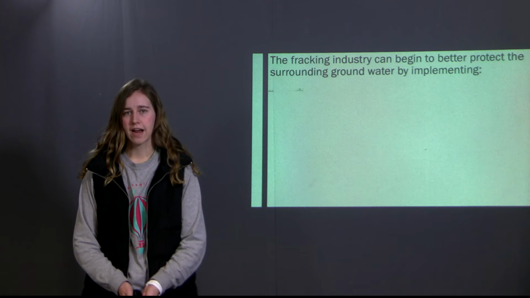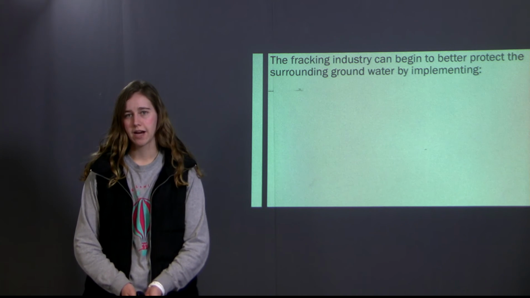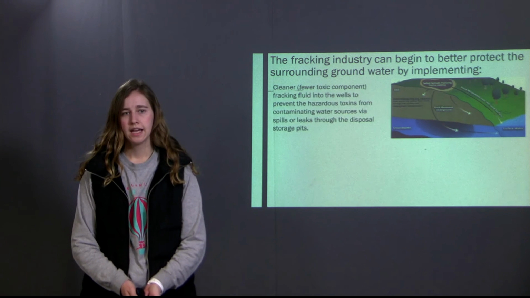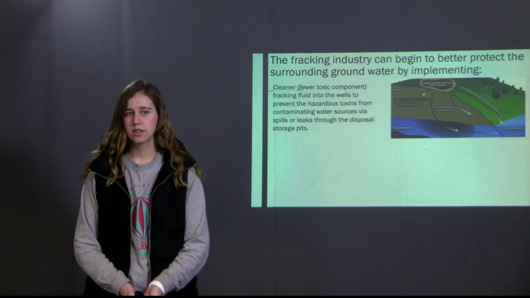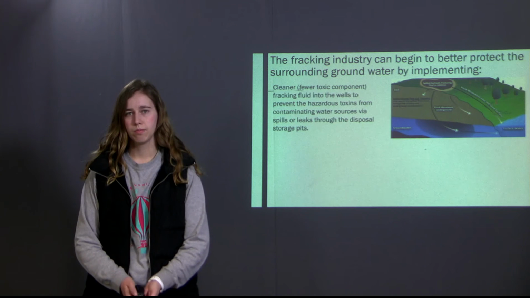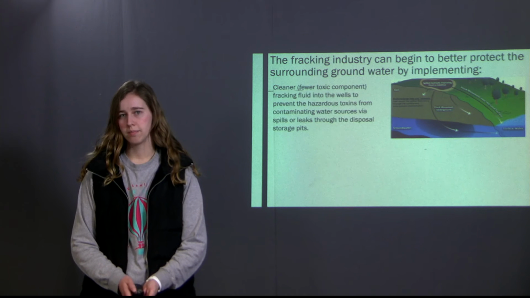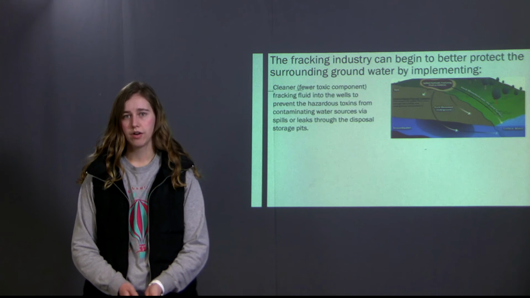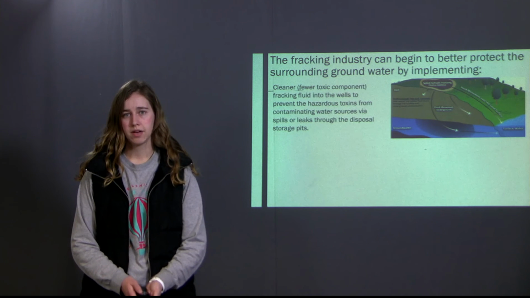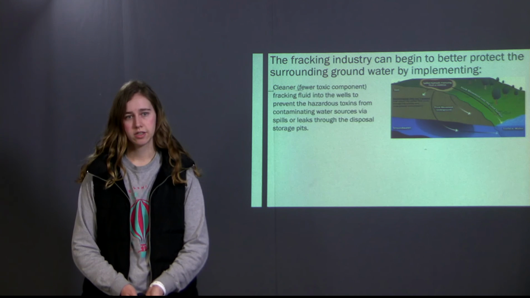In summary, the fracking industry can begin to better protect the surrounding groundwater and environment by implementing cleaner, less toxic component fracking fluid into the wells to prevent migration from disposal wells or pits into the ground, affecting the groundwater, or from the pits having runoff based on rain or spills into local creeks, lakes, streams, or rivers.